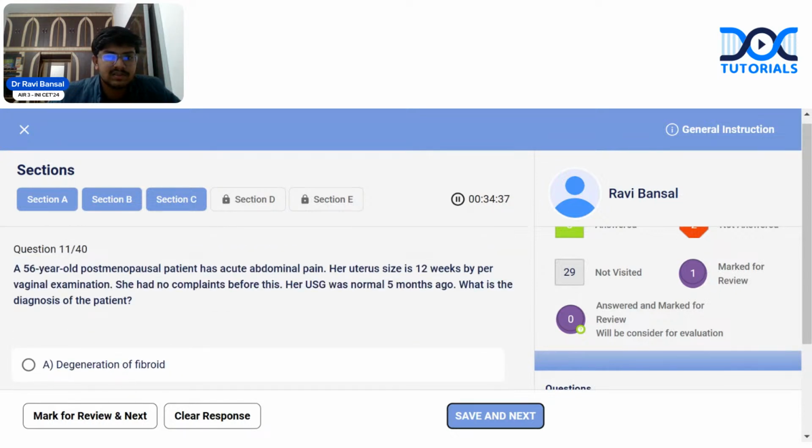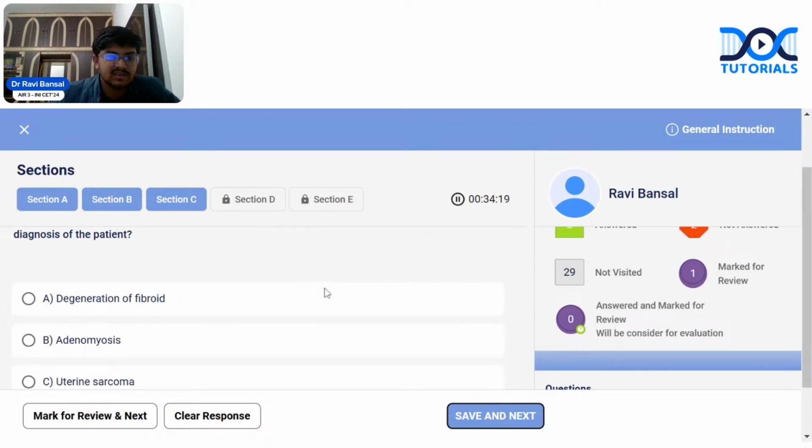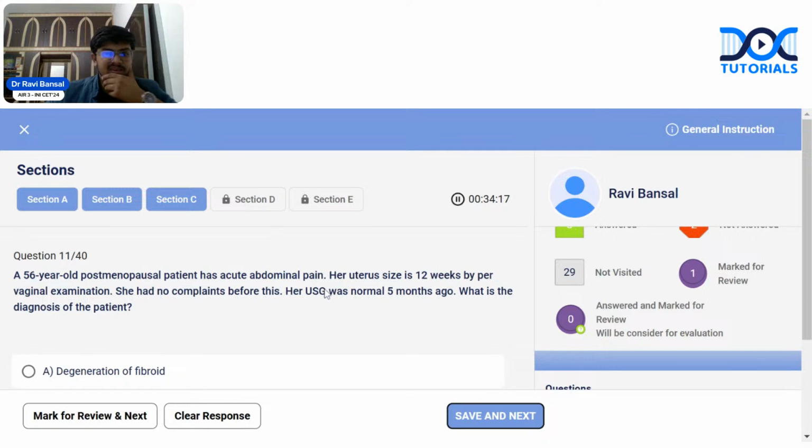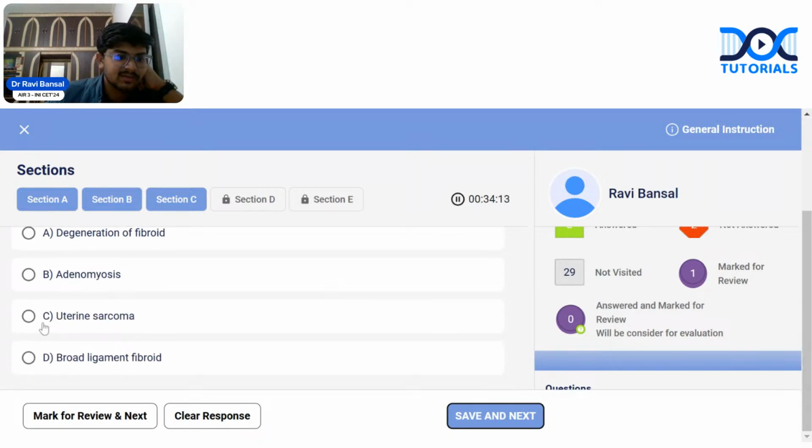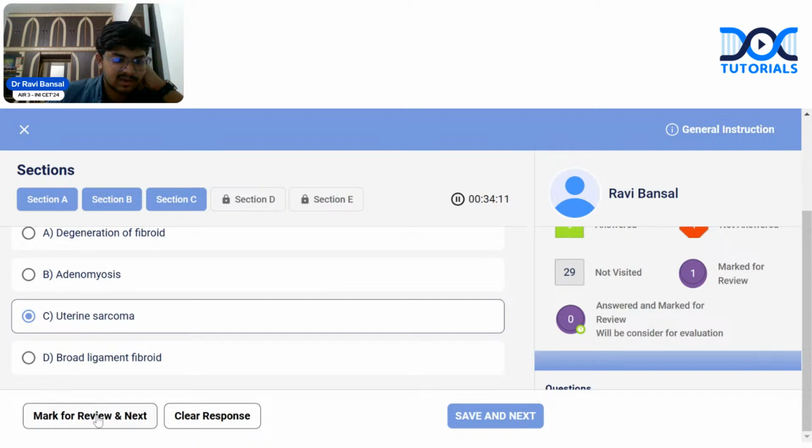So she has acute abdominal pain. Uterus is 12 weeks by per vaginal examination. No complaint before this. Adenomyosis, the average age is around 40 years. She is postmenopausal, 56 years old, and 5 months ago the USG was also normal. So the rapid increase of symptoms is making me think about cancer. So it might be uterine sarcoma, but I will just mark it for review.